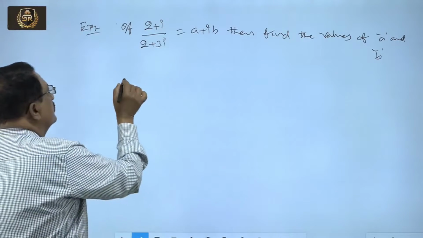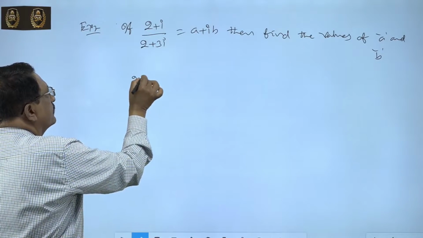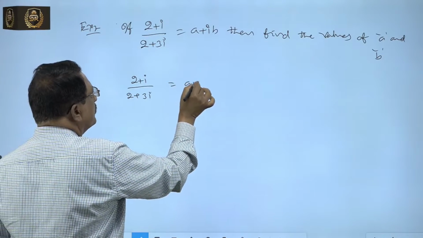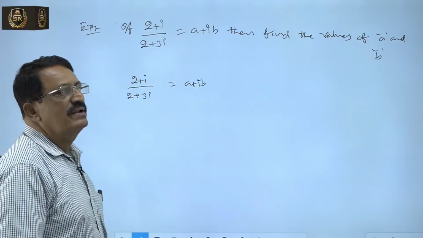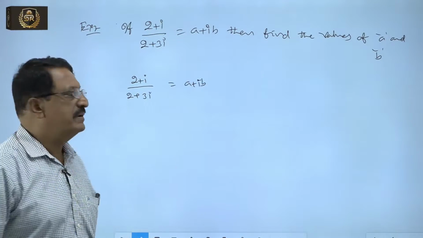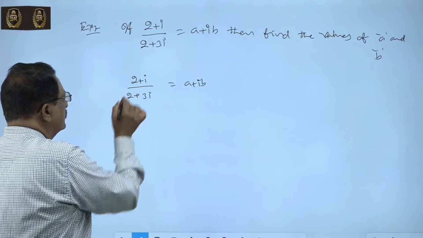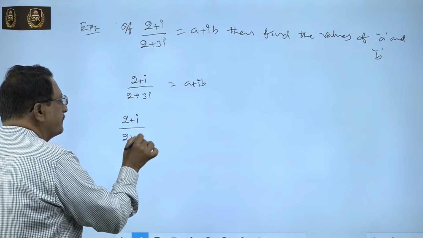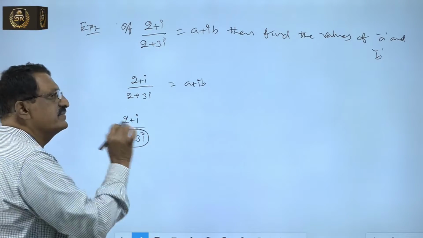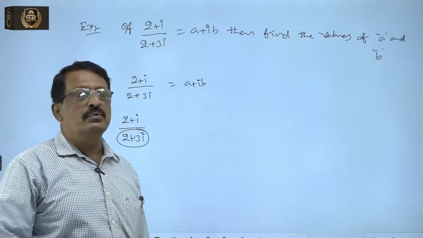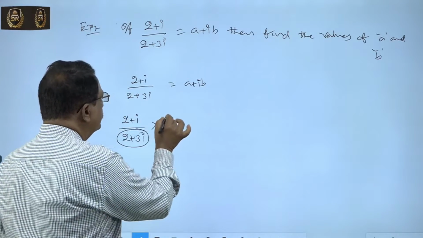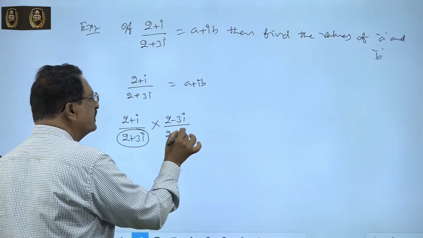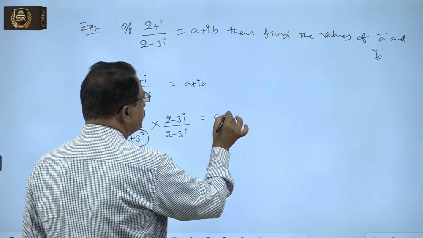Now, here given 2 plus i by 2 plus 3i equals a plus ib. We require the values of a and b. Now see it. First take only the left side, 2 plus i by 2 plus 3i. What is the conjugate of 2 plus 3i? The conjugate of 2 plus 3i is 2 minus 3i. Multiply and divide by 2 minus 3i by 2 minus 3i. It is the same as a plus ib.